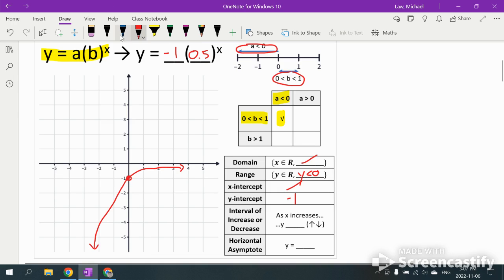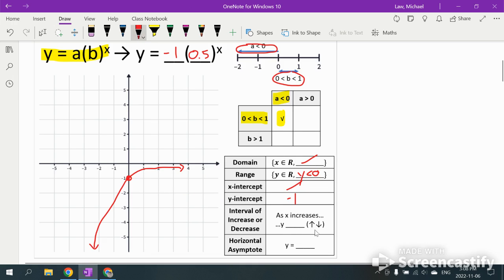You'll notice that this y-intercept of -1 is actually the a value that we started with. So that's something that you might want to keep in mind.